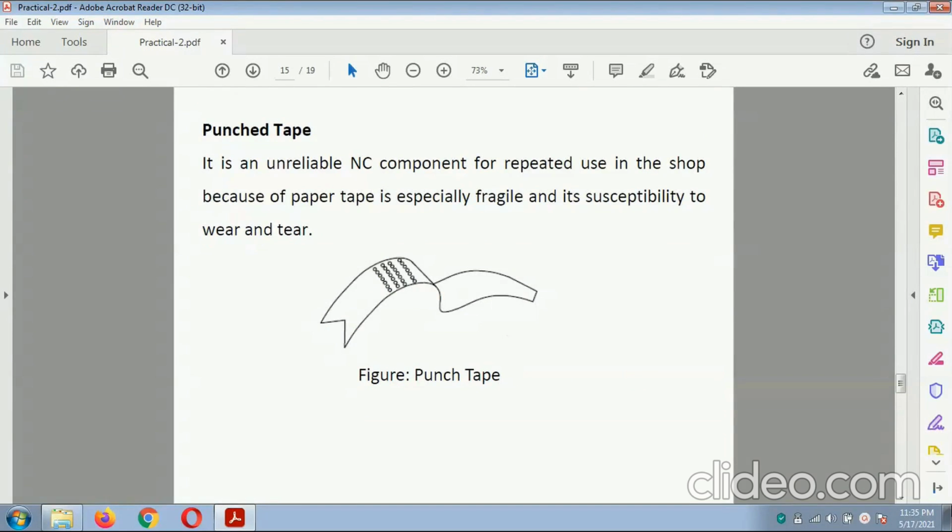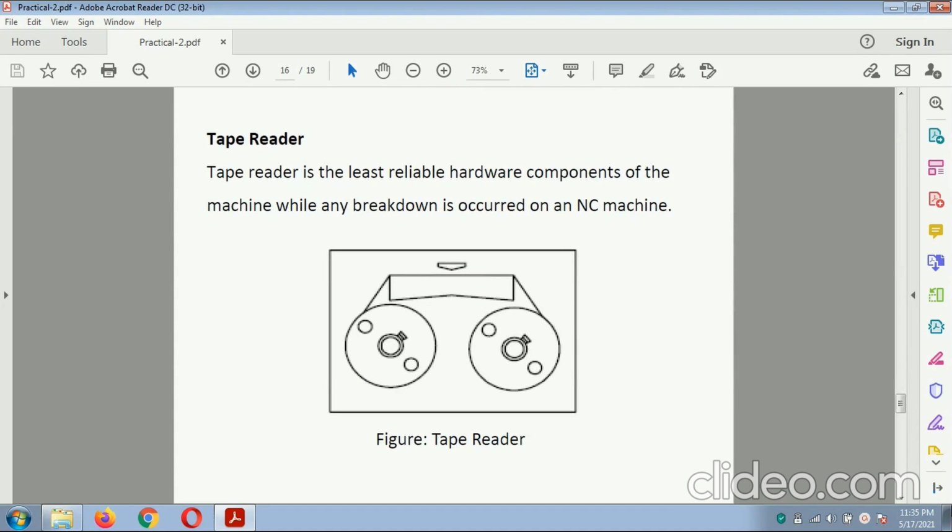Punch tape. It is a least reliable NC component for repeated use in the shop because paper tape is especially fragile and susceptible to wear and tear. So this is the diagram which shows the punch tape and the reading on that punch tape. Tape reader. The tape reader is the least reliable hardware component of the machine, where most breakdowns of the NC machine occur. So this is the diagram which shows the tape reader and how it reads the instructions on the punch tape.